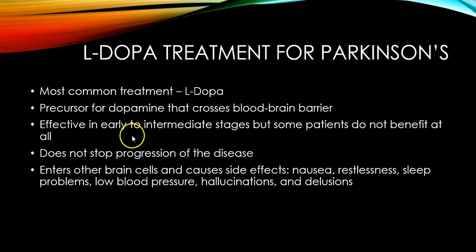It's very effective in early to middle stage treatment, but some patients don't benefit at all. It also doesn't stop the progression of the disease. So as patients continue to lose these dopamine producing cells, they continue to have more and more symptoms. Also, dopamine enters other brain cells and causes other side effects like nausea, restlessness, sleep problems, low blood pressure, hallucinations, and delusions.